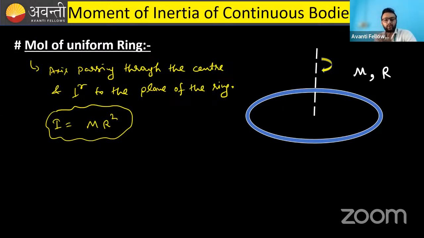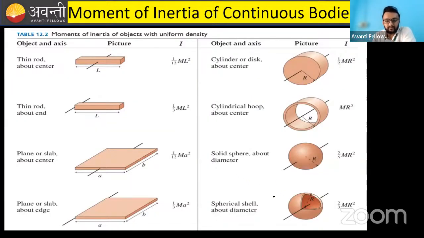Similarly, there are various bodies, like a hollow cylinder, solid sphere, solid cylinder, and disk. You need to remember those formulas, the moment of inertia about a given axis. So on the next screen, there is a table that you need to remember. Just take a screenshot or whatever you want.